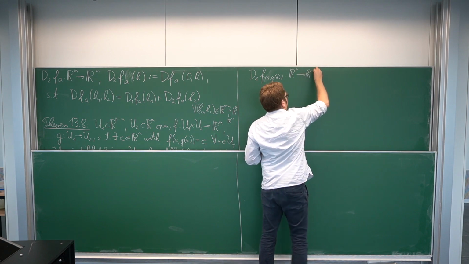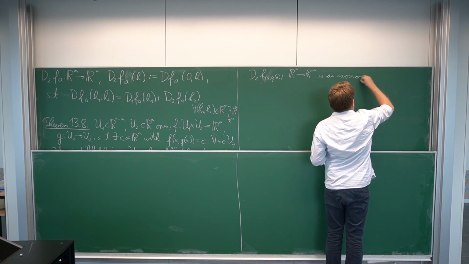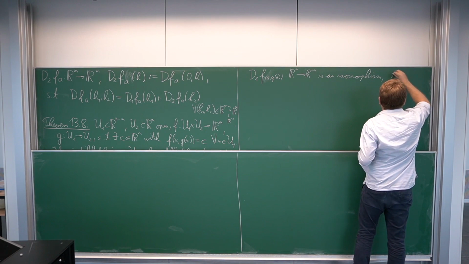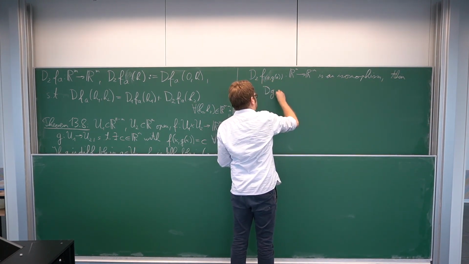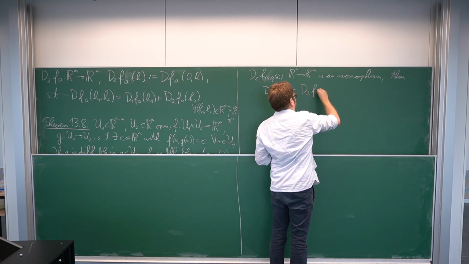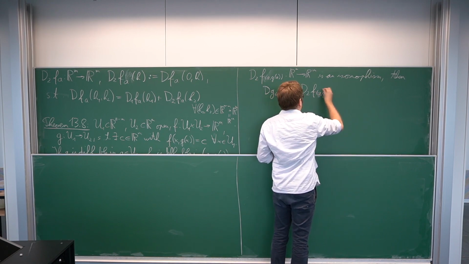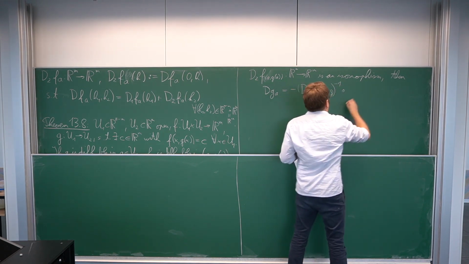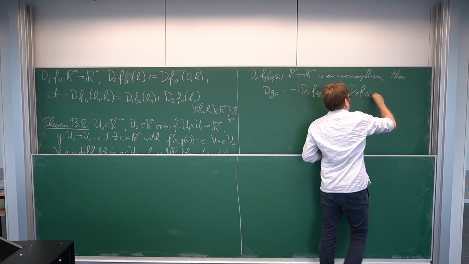If this map is an isomorphism, we will discuss this condition later, then it turns out that the differential of g in A is the same as minus d2f in A, g of A, inverse, it's an isomorphism, composed with d1f in A, g of A.